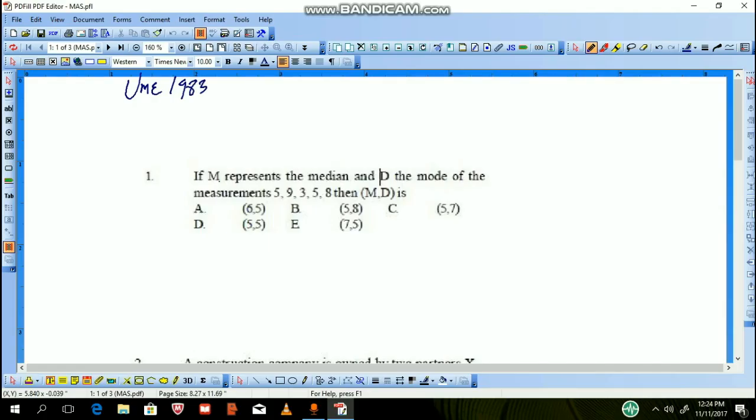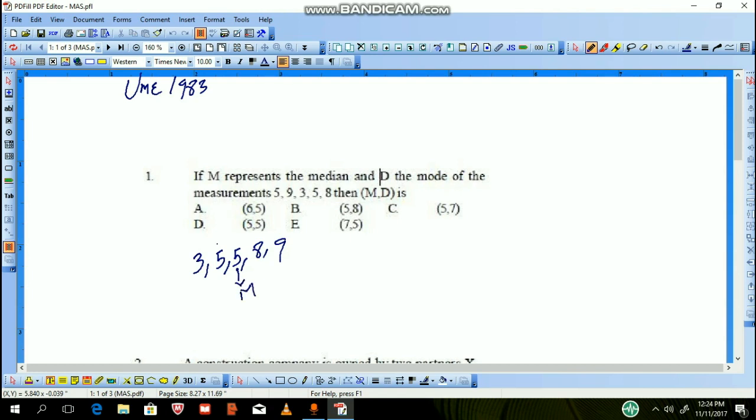Question number 1. We're told if M represents the median and D the mode of the measurements 5, 9, 3, 5, 8, then MD is. Now, if we want to get the median of a set of numbers, we either arrange in ascending or descending order. In this case I will be arranging in ascending order. I've got 3, 5, 5, 8, 9. So the median is the middle number. In this case the middle number is 5, so M is 5.